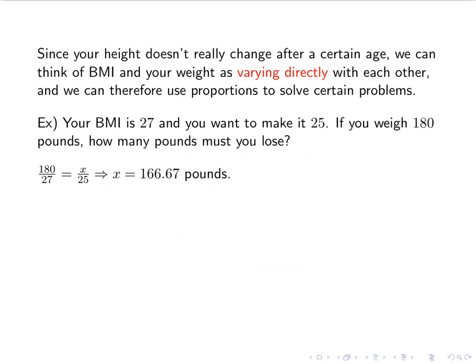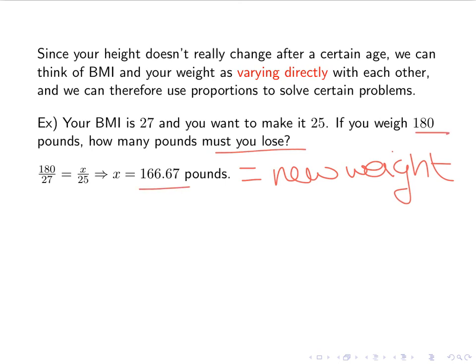So that's 166.6 repeating, really 2/3. But I'm going to round here to 0.67. So that's not the answer to the question. I don't want to lose 166.67 pounds. This is my new weight, or what I want my weight to be. So to find out how much I want to lose, I'm going to take my 180 and subtract my 166.67.